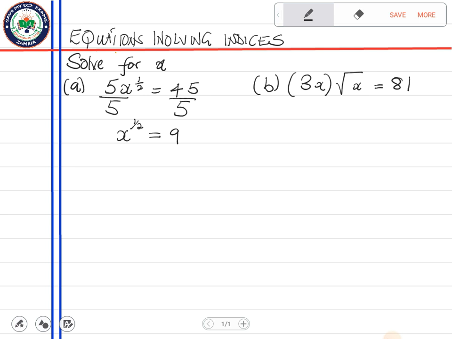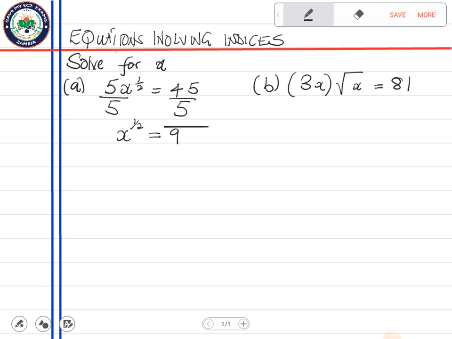Now this is not the same as when they give you this, let's say, equal to 45. In this case you can't divide by 5, because even 5 has been raised to the power half. So take note.